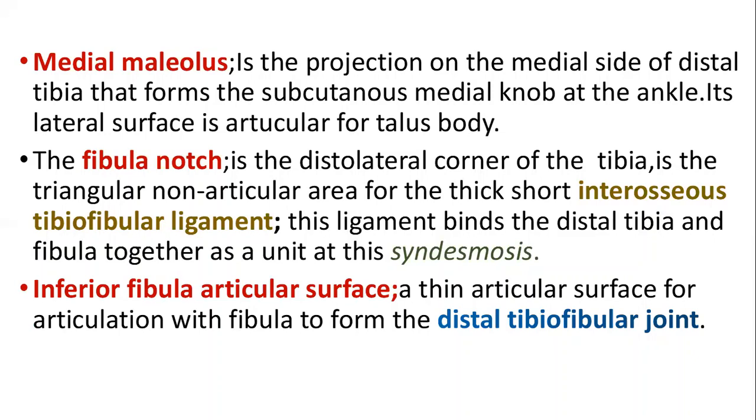The fibular notch is the distal lateral corner of the tibia, the triangular articular area for the thick short interosseous tibiofibular ligament, and this is the ligament that binds the distal tibia and fibula together as a unit, which is the syndesmosis. And that forms the distal tibiofibular joint, or it contributes to the formation of that joint. So the inferior fibular articular surface is a thin articular surface for articulation of the fibula to form the distal tibiofibular joint.